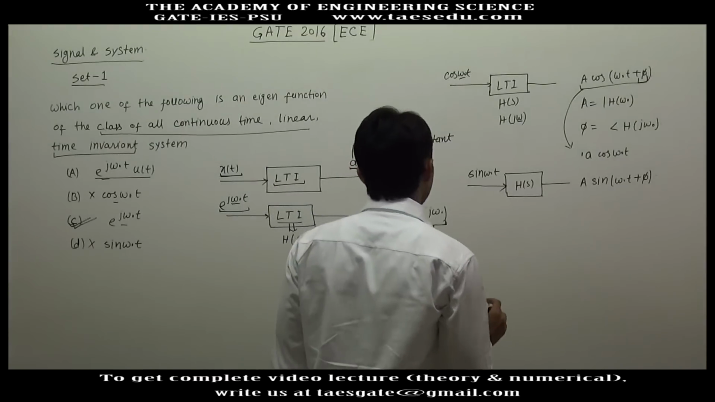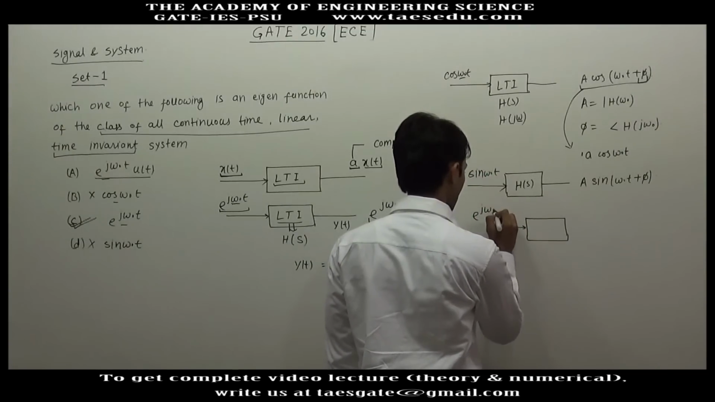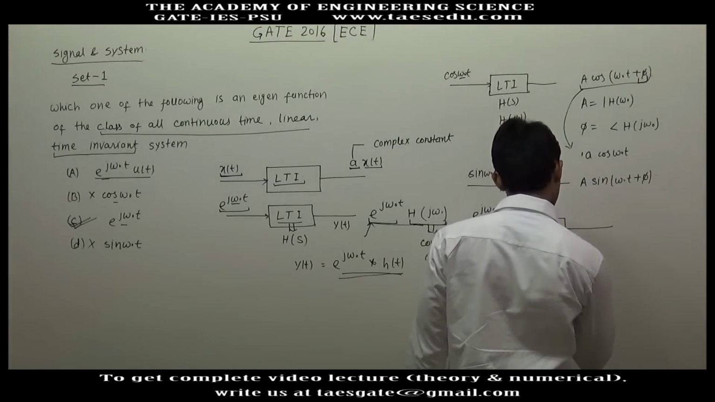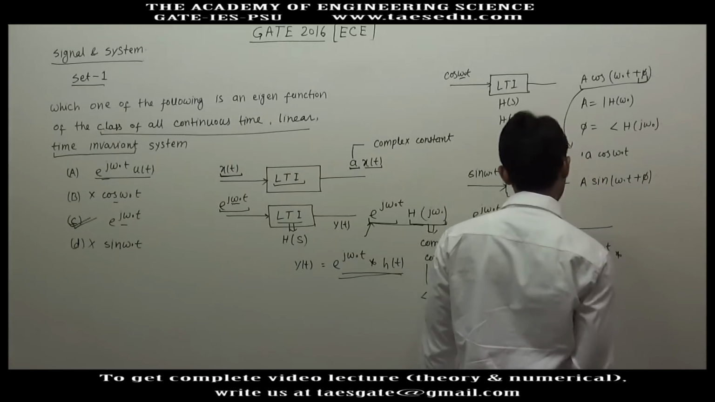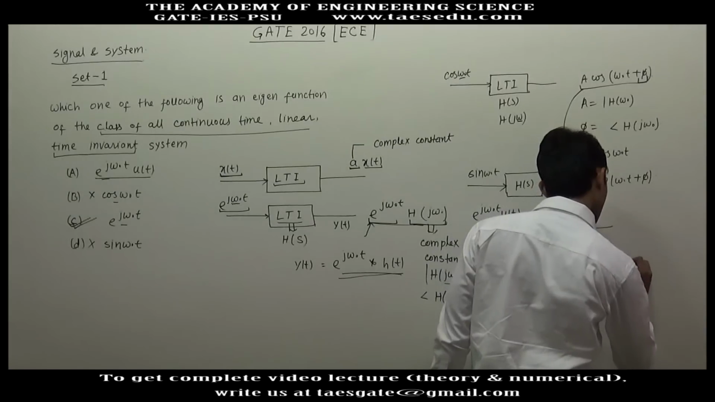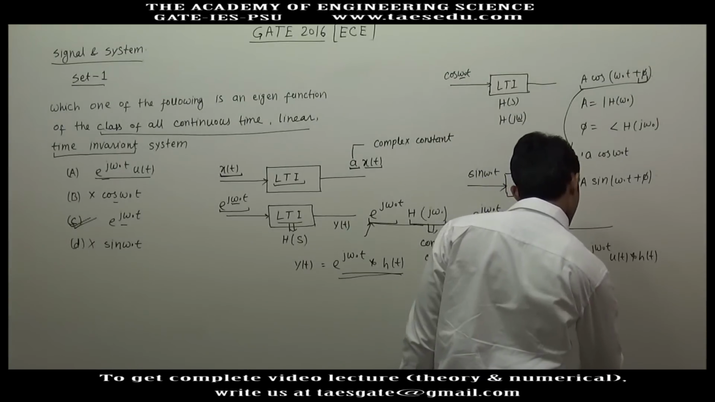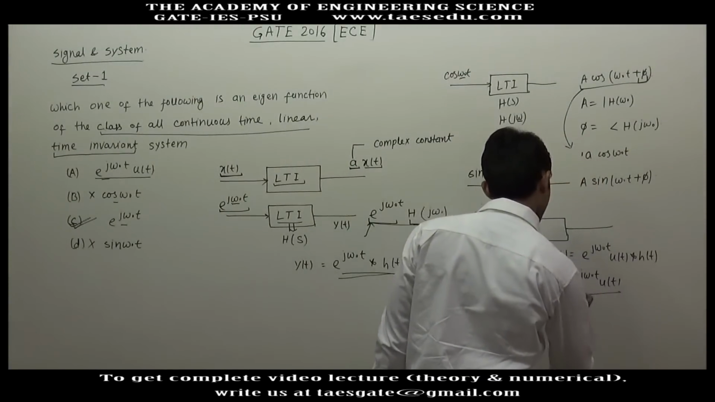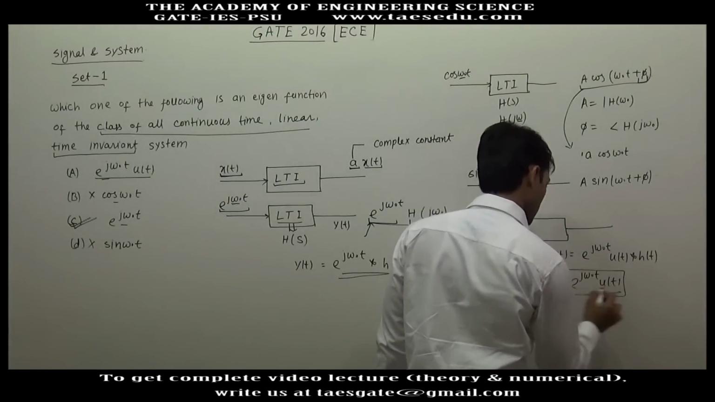For the first option, if you give the input e to the power j omega naught t u(t), the output will be y(t) equal to e to the power j omega naught t u(t) convolved with h(t). In this case, you will not get e to the power j omega naught t, that is the input, times a complex constant.